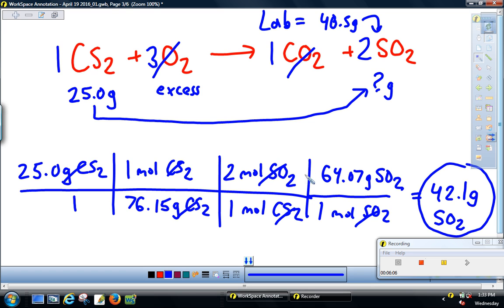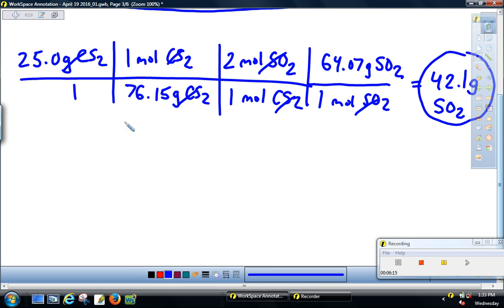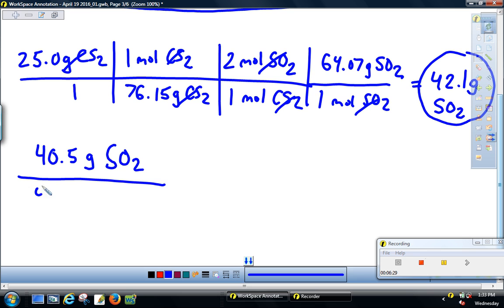3 sig figs here limits us to 3 sig figs here. So in the next part B, 11B, we want to figure out the percent yield. So we take what we got in the lab, and it tells us your lab group produced 40.05 grams of SO2. Divide that by what we actually calculated we should have been able to produce, excuse me. Our stoichiometry says 42.1, so stoichiometry number always goes on the bottom.